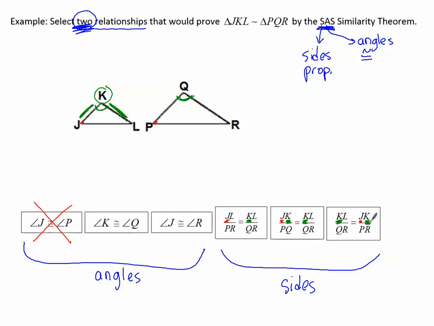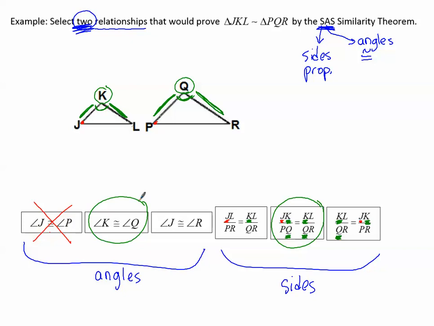So let's keep looking. In the second triangle, because Q needs to be the included angle, I'd be using side QP and side QR. So in the ones where K was used twice, here I see Q is also used twice. But in this one, Q is only used once. So I know that this relationship does go with this relationship.